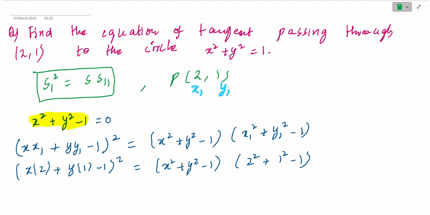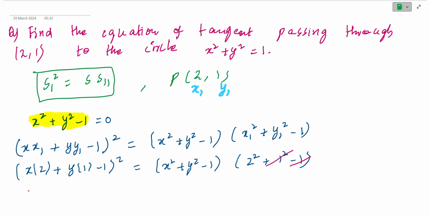So now if you observe, 1 square value is 1, so plus 1 minus 1 gets cancelled, and 2 square value will be 4. 4 will be multiplied to this expression x square plus y square minus 1. So on the left hand side, 2x plus y minus 1 whole square is there.